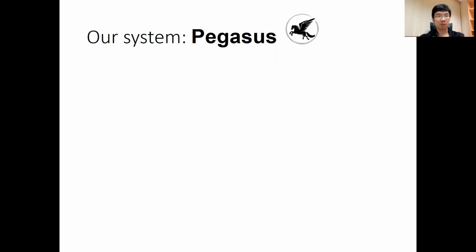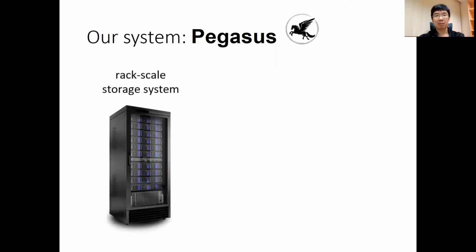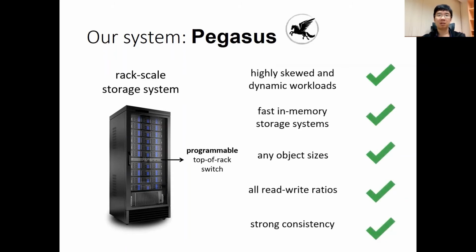Now let me introduce to you our system, Pegasus. Pegasus is a rack-scale system which consists of 32 to 128 storage servers connected to a single programmable top-of-rack switch. Pegasus overcomes the limitations of existing solutions. Specifically, it provides good load balancing properties for highly skewed and dynamic workloads. It works with fast in-memory storage systems. It is effective for any object sizes and workloads with different read-write ratios. And lastly, it guarantees linearizability.